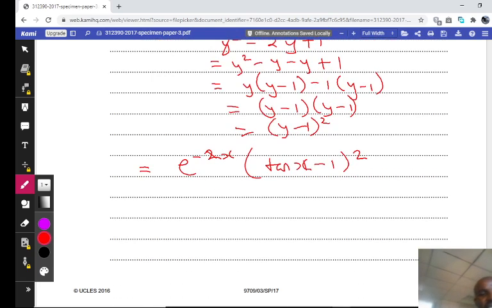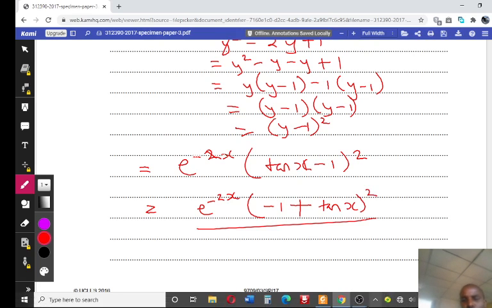But our expression wants us to leave it in this form. So it's e to the power minus 2x, then minus 1 plus tan x, squared. Then we are done. So this is what you are supposed to do.